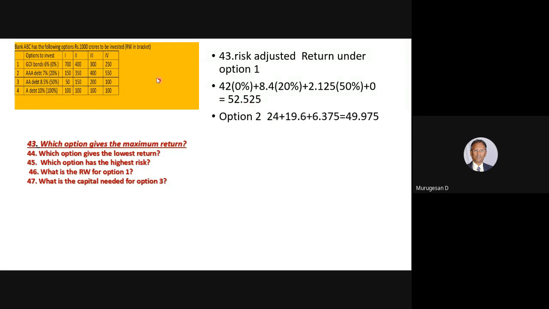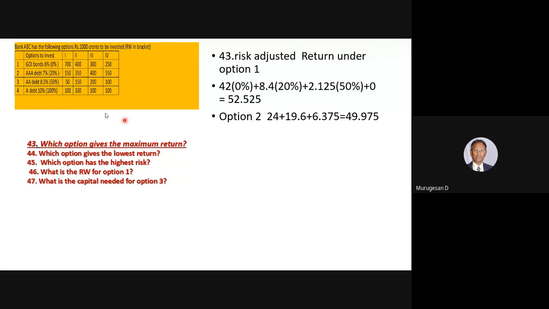Option two, how much? Option two, you see, 400. 400 into 6, 240, 24 crores. Next one, 350 crore they invested. 350 crore into 7, minus 20%. So 19.6. Next one, how much? 150 crore they have invested in option 2. How much return? 8.5, again reduced by 50%. And then that becomes 6.375.